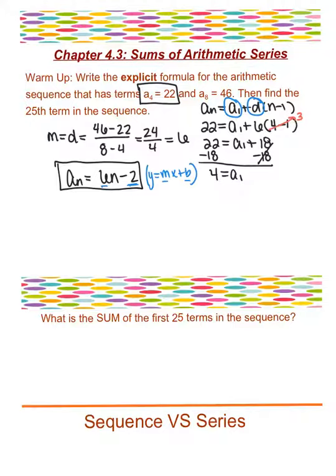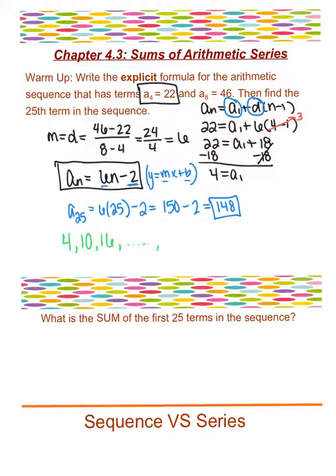So now it says to find the 25th term in the sequence. So to find the 25th term in the sequence, I'm going to find a sub 25 by plugging in 25 for my n. 6 times 25 is 150, and 150 minus 2 is 148. So this sequence starts with a 4, then goes up by 6, goes up by 6, dot, dot, dot. I know that the 25th term would be 148.